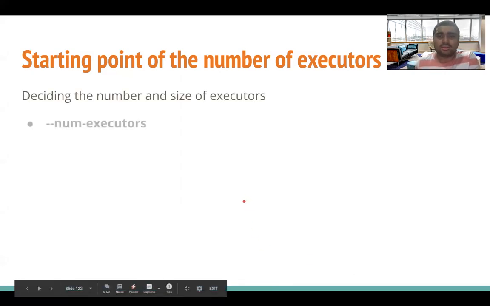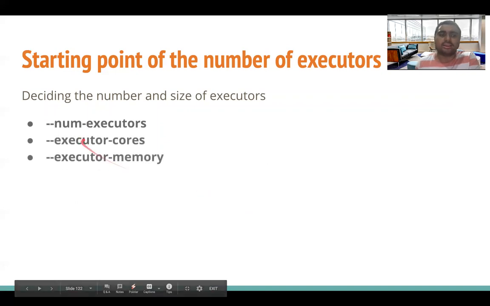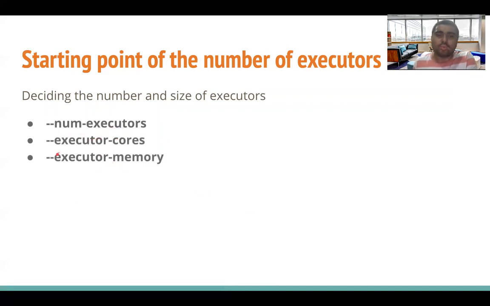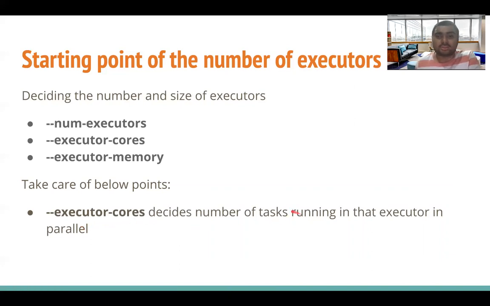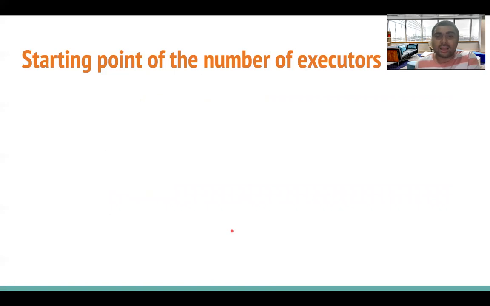So we have essentially 3 important configurations to control: the number of executors, how many executors do we need; the executor cores, which means how many tasks can run in a multi-threaded manner inside one executor; and then executor memory, which means how much RAM do we want to give to our executor, again without any overhead which Yarn introduces. We have to take care of below points. The executor cores decides the number of tasks which can run in that executor in parallel.